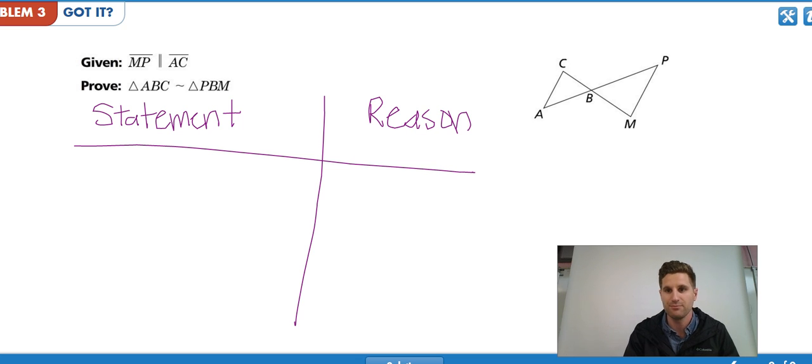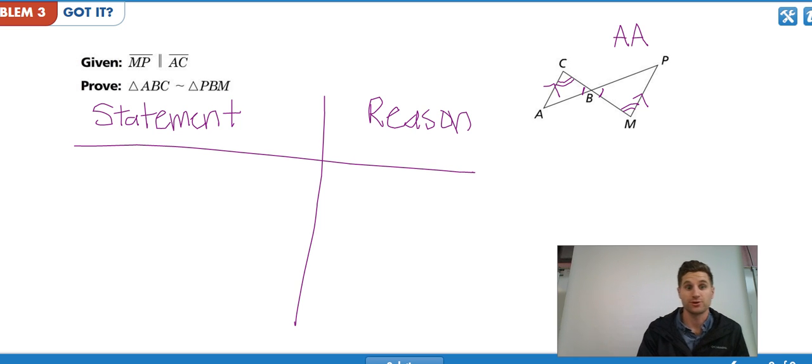Looking at our picture, MP is parallel to AC, so that's in there. So what am I looking at? Well, I see that these angles are going to be congruent because they're vertical, and then I see alternate interior angles here. So there it is. AA is what I'm going to be going after. Let's go and try it out.